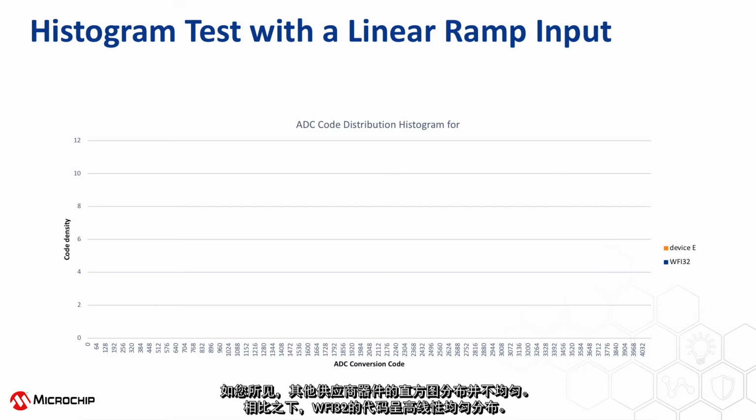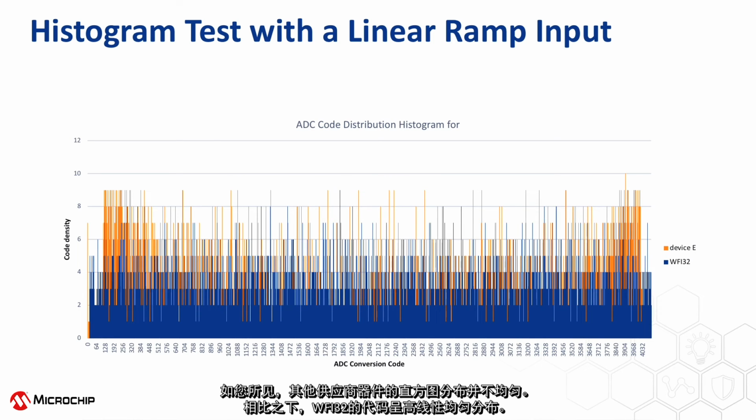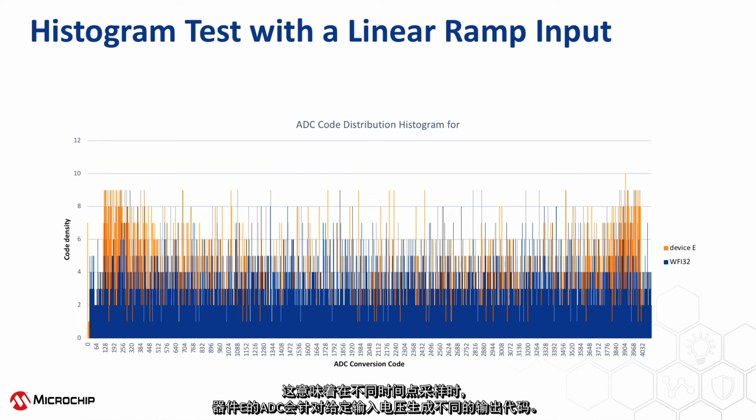As you can see, the histogram of similar devices from other vendors are distributed unevenly. In comparison, the code distribution of WFI32 is highly linear with an even distribution. This means that the ADC of device E generates different output codes for a given input voltage when sampled at different points of time. In comparison, the WFI32 ADC has a very small variance in this situation.